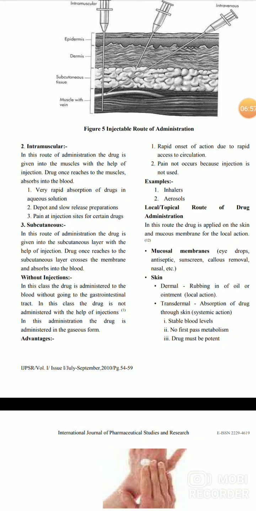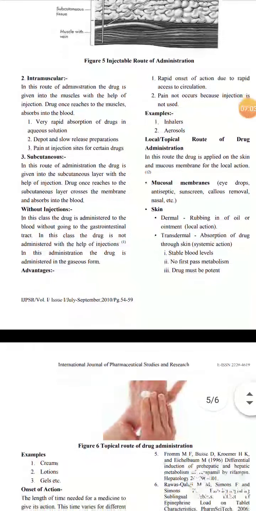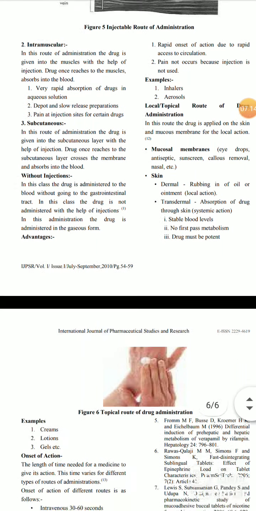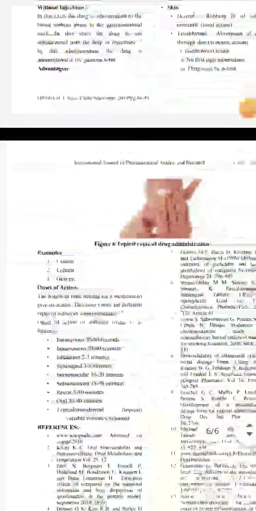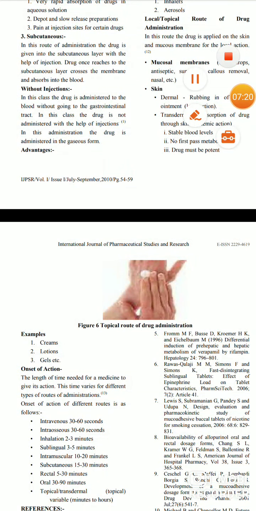Local topical drug administration is applied to the mucosal membrane and skin. The mucosal membrane route includes eye drops and antiseptics, and the skin includes sunscreen, dermal, and transdermal. So this is all about the various routes of drug delivery.